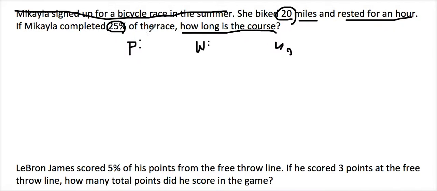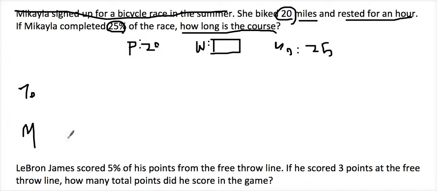What do I know from these? What's the part? Part is 20. What's the percent? Percent is 25. Do I know the whole yet? No. Whole is what I'm looking for. Now, what are my two units for my double number line? You might have said hour, but in this case, I'm not actually worried about hours. I'm worried about the length of the course. So I'm worried about percent and miles.